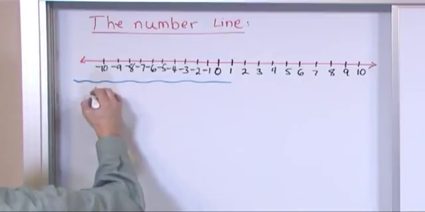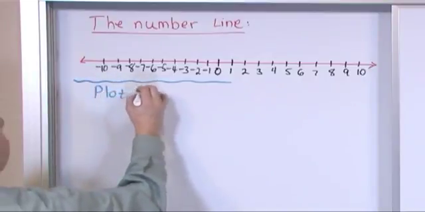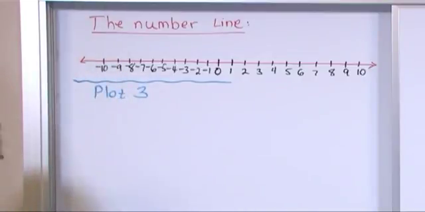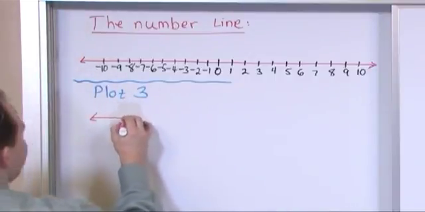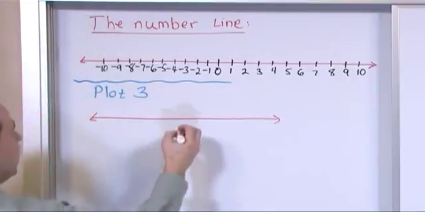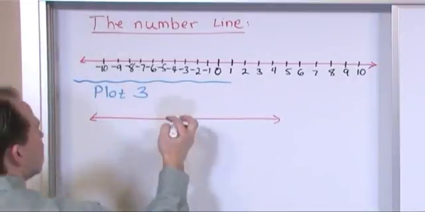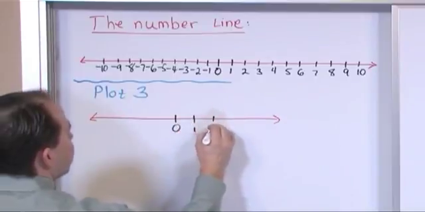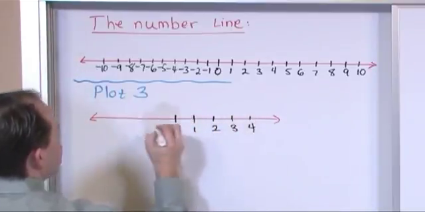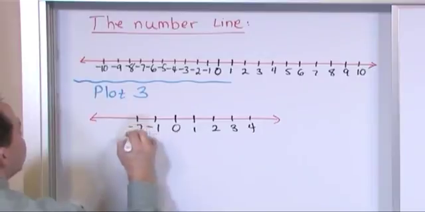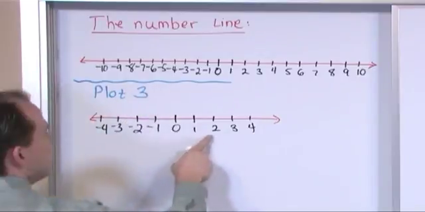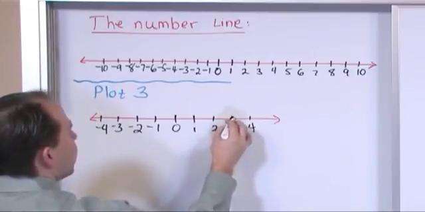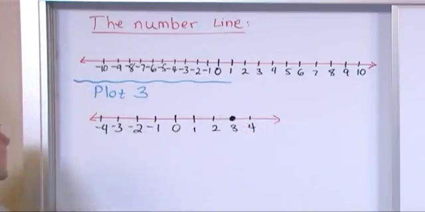If I wanted to plot the number 3 on the number line, it would be very easy. If your test said plot the number 3 on a number line, that would be easy. You would draw a number line. You have 0, 1, 2, 3, 4, and of course you have your negative numbers, -1, -2, -3, -4. Plotting the number 3 is very simple. You just find the number 3 and you put a dot there. That is the number on the number line. That's it. Then you're plotting numbers.